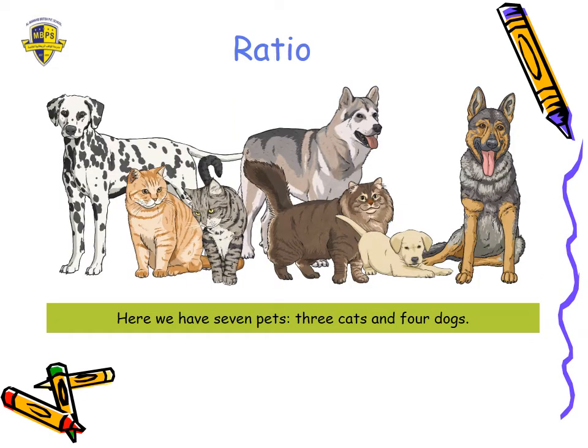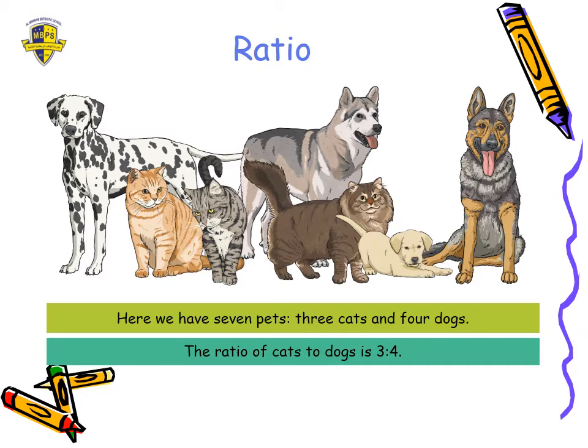Now one more example. All of you here, you can see pets. How many pets do we have here? Good, 7. 3 cats and 4 dogs. Now let's write the ratio of cats to dogs. Cats to dogs. How many cats? Good, 3. And how many dogs? 4. So we write it 3 to 4.